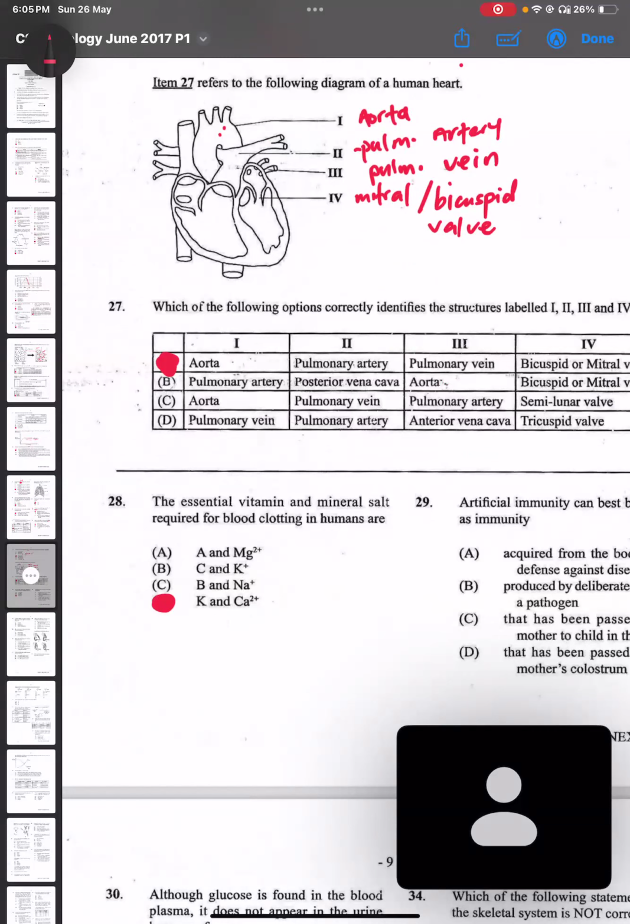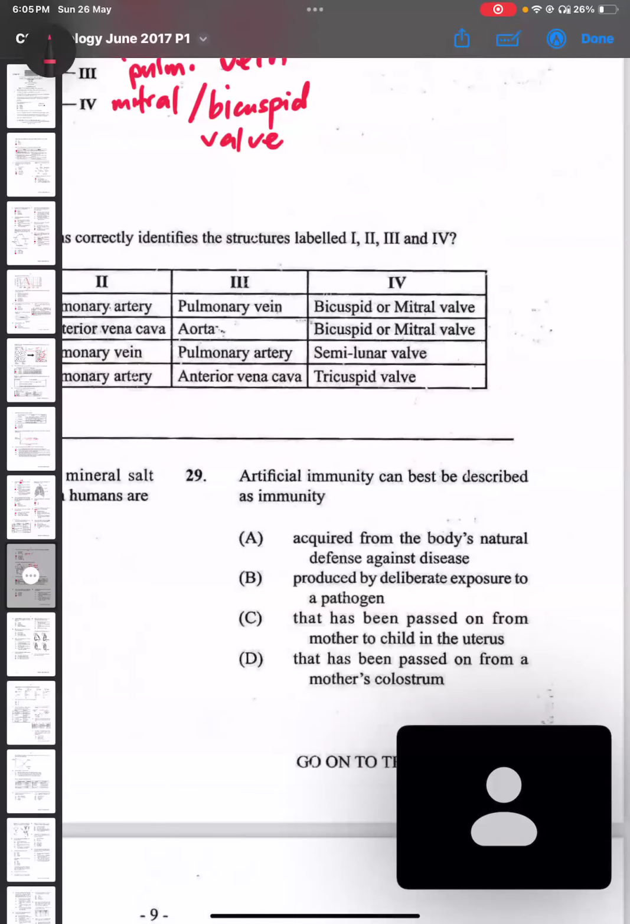Artificial immunity can best be described as immunity that you obtain E, exposure to a pathogen. If they had asked for natural immunity, what would have been the answer? A would have been the answer if they had asked about natural immunity. But artificial immunity is when they basically expose you to a vaccine. So you are exposed to the pathogen to allow your body to create antibodies for it.